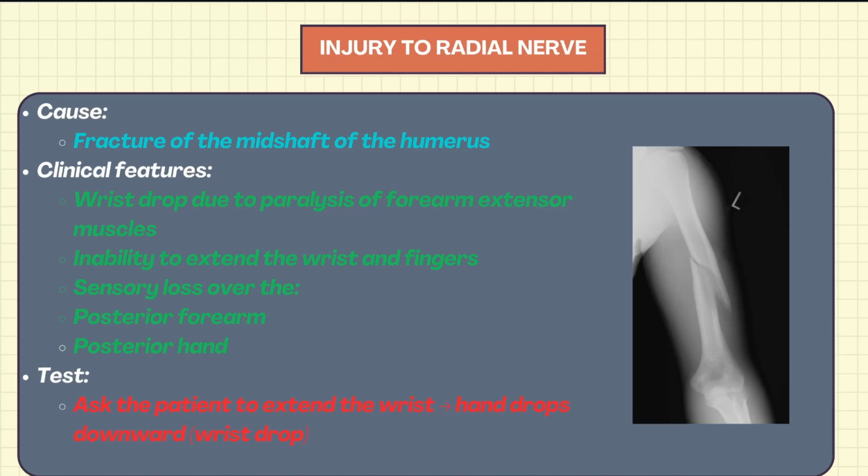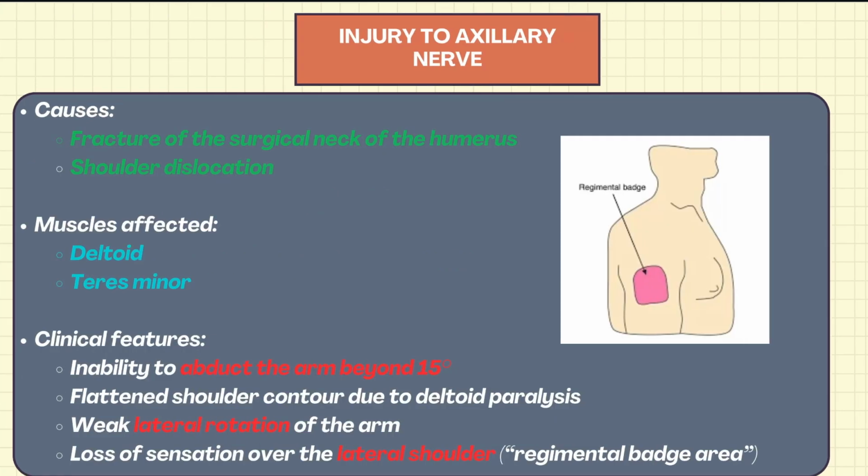The clinical features that can happen are wrist drop due to paralysis of the forearm extensors and the inability to extend the wrist and fingers. The sensory loss is going to be to the posterior forearm and the posterior hand. And the test that we mentioned earlier asks the patient to extend their wrist while you have your hand on it, so it can be resisted. We mentioned all of this in hand 2.